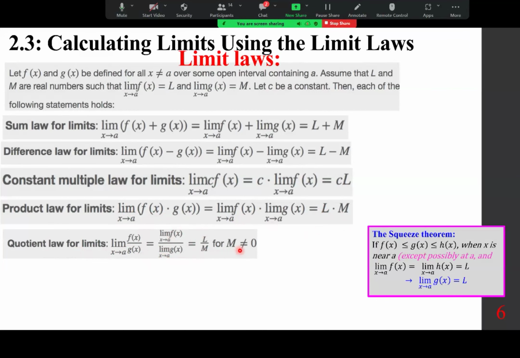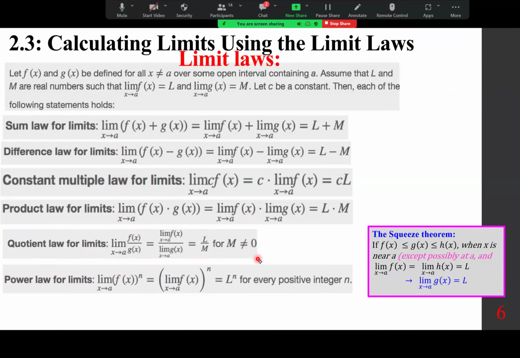Needless to say, as always, the denominator cannot be 0. If it is, then the limit doesn't exist. If the denominator is 0, the limit does not exist. The power law says that if we raise it to a power, we find the limit first and then raise it to the power, L to the power of n.